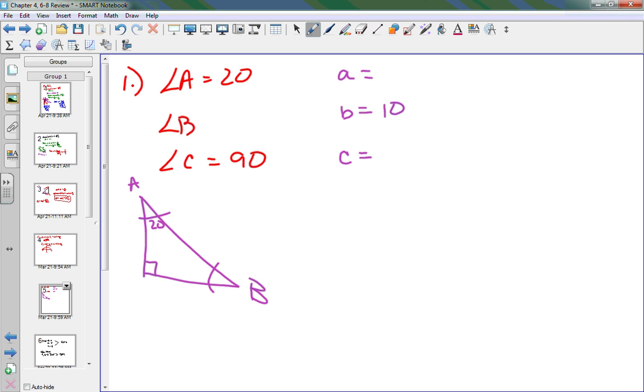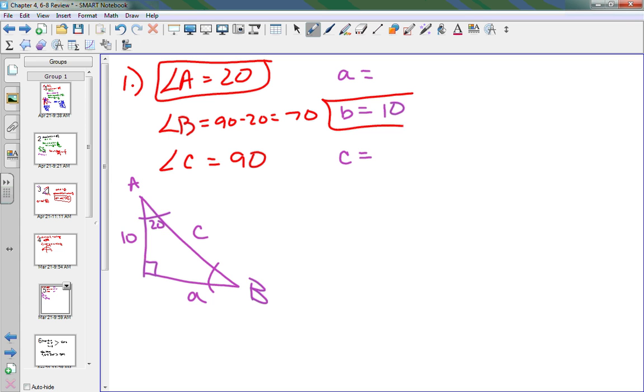And I need to find A. B is 10. C, we don't know. So how do I find all this other information? How do I find angle B? 90 minus 20 is equal to 70. So now I found all my angles. Now I want to use what was given, and continue to use that information so that I can get the rest of the sides.